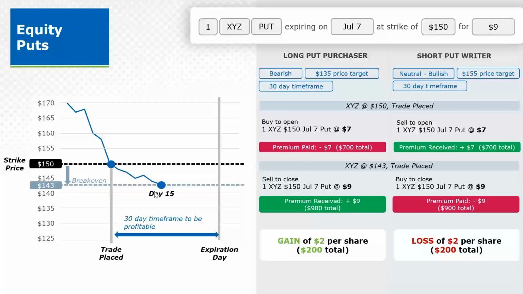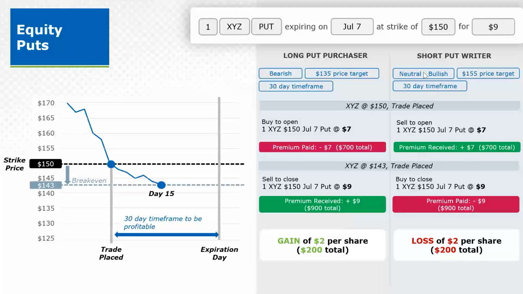In this case, even though the price is at the break-even price, or the theoretical break-even price at expiration, if the long put purchaser were to sell to close the position now, he would make a profit thanks to the extrinsic value component, resulting in a gain of $2 per share.